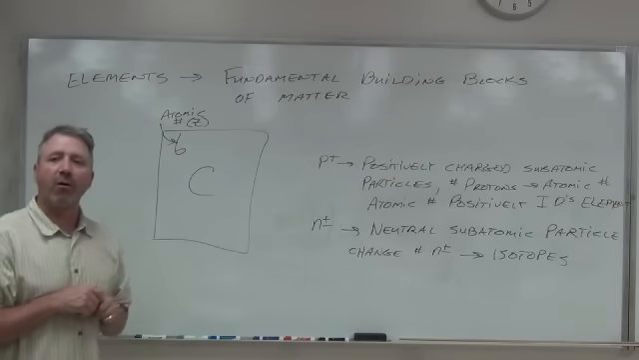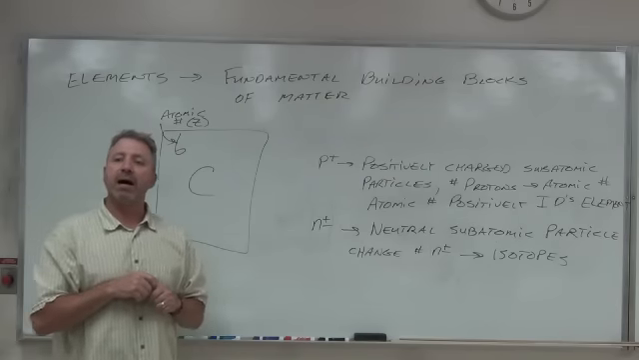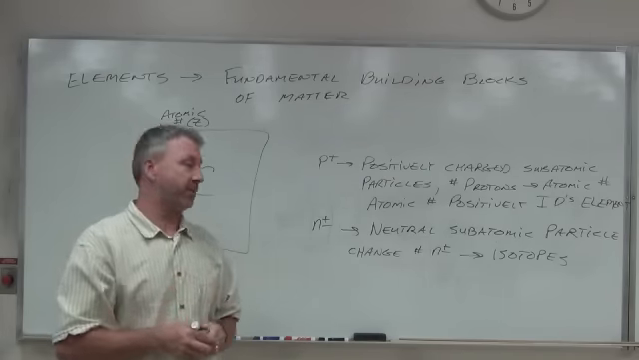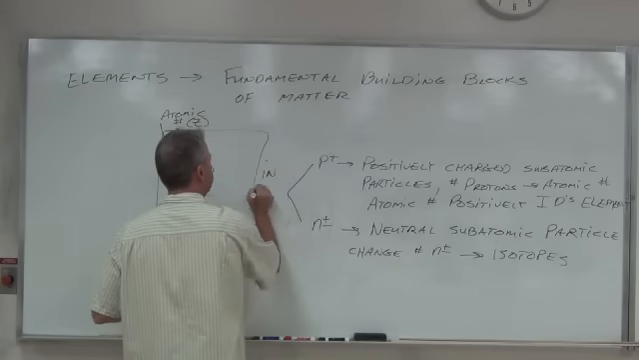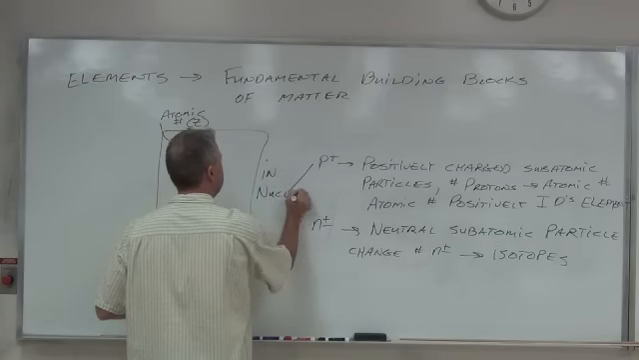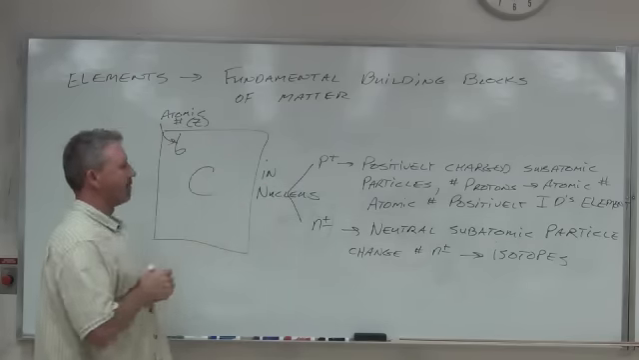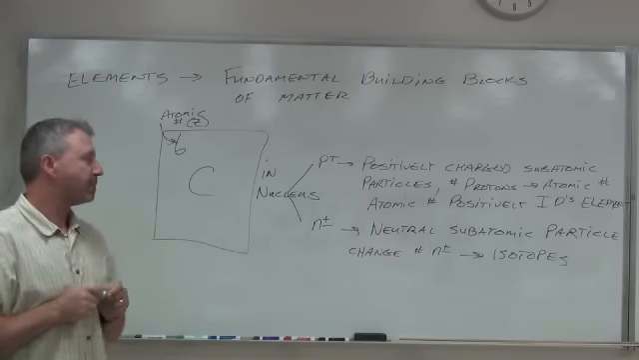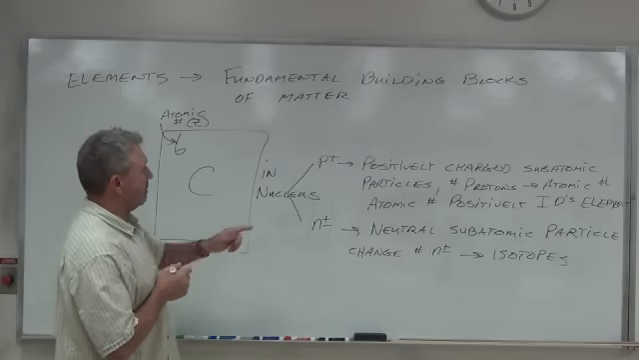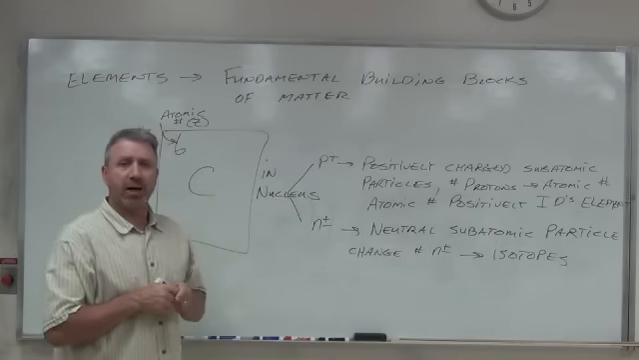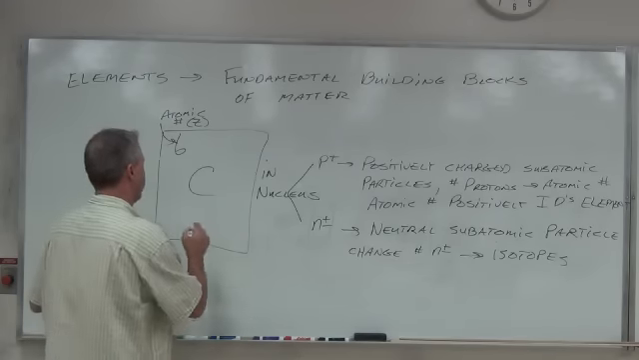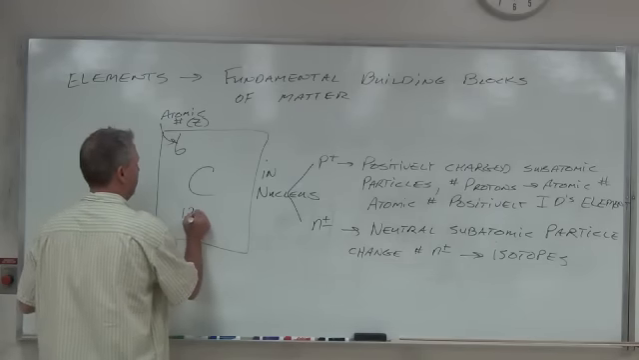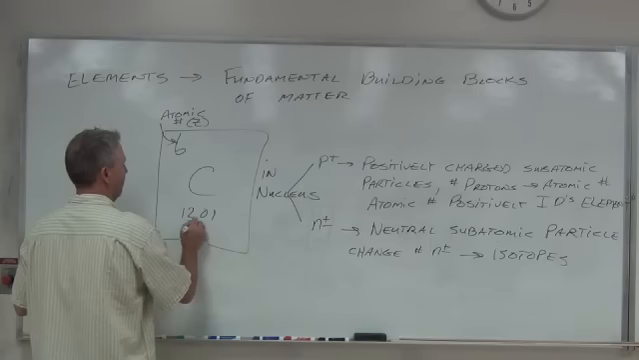Isotopes are different forms of the same element that differ only in mass number. These two are located in the nucleus. The sum total of protons and neutrons represents the mass number. And on our periodic table, here's our mass number. For carbon, it's 12.01. There's our mass number.